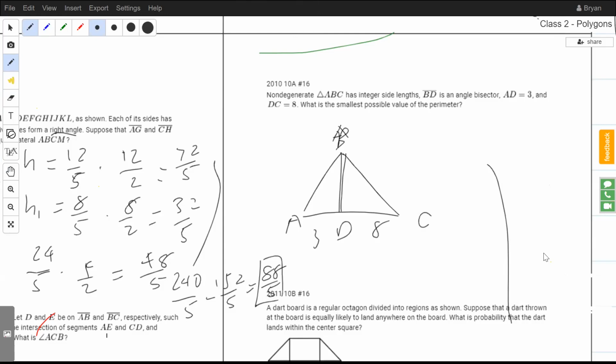anyway, all you have to do is know the angle bisector theorem: AB over BC equals 3 over 8. And we know that it has integer side lengths. So therefore, the smallest possible values for AB and BC are just 6 and 16. So we just have 6 plus 16 plus 3 plus 8. That's equal to 33. And we're done.